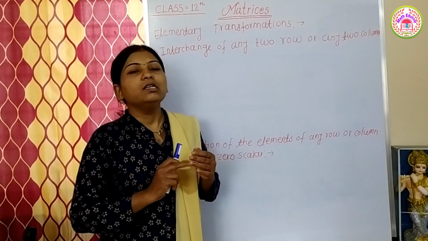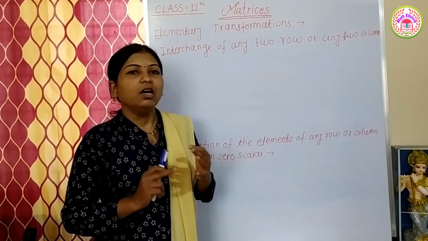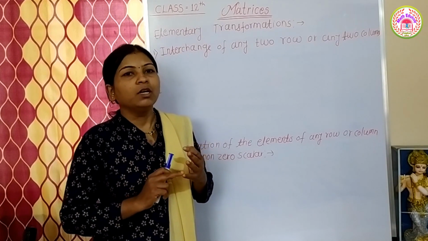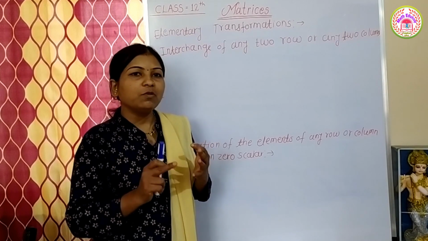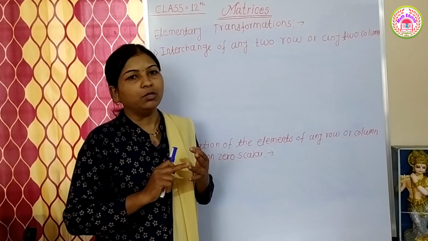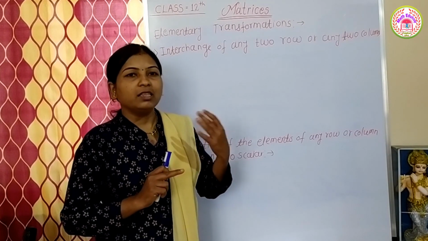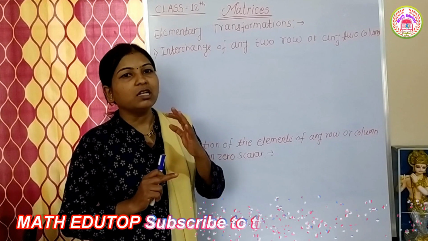There are a total of 6 elementary transformations. Out of these 6, 3 transformations are for rows and 3 are for columns. That is, whatever transformation we use for rows, the same transformation we have to use for columns also. So 3 are row transformations and 3 are column transformations, and the total elementary transformations are 6.